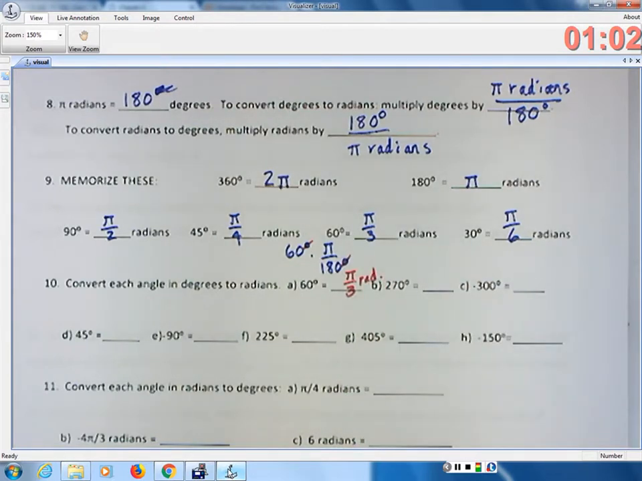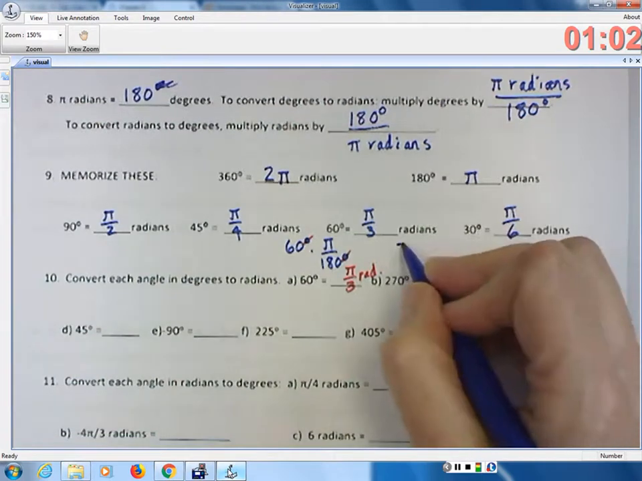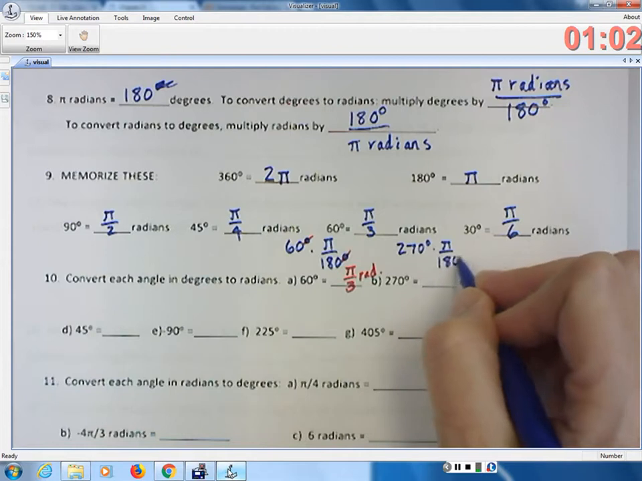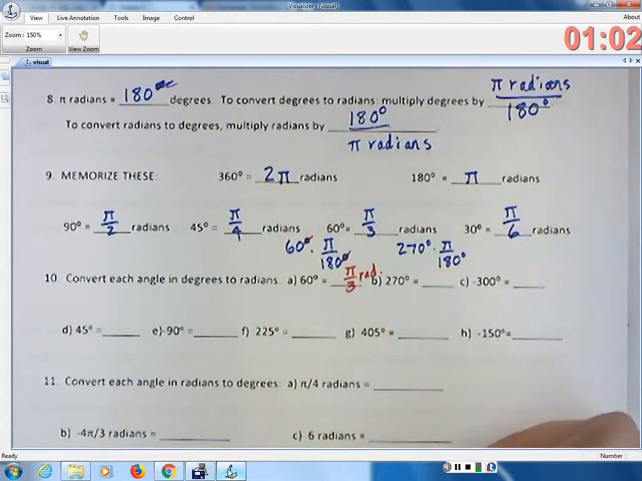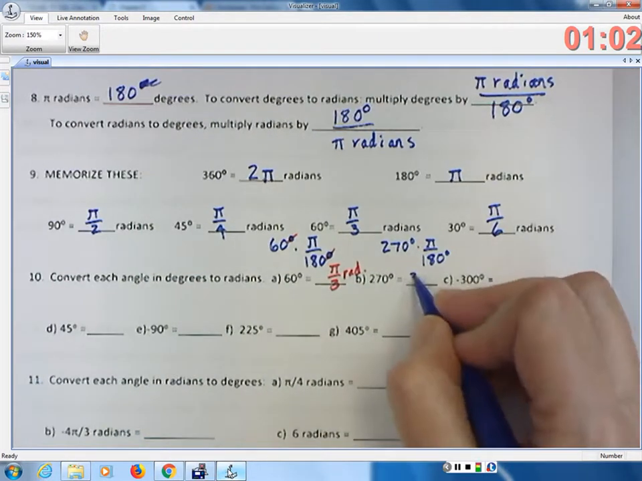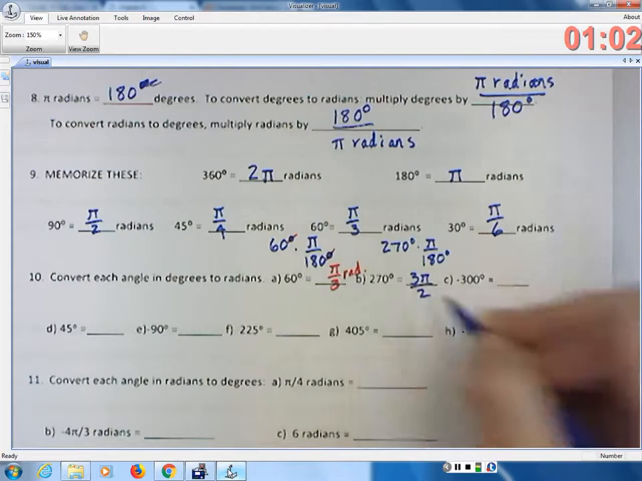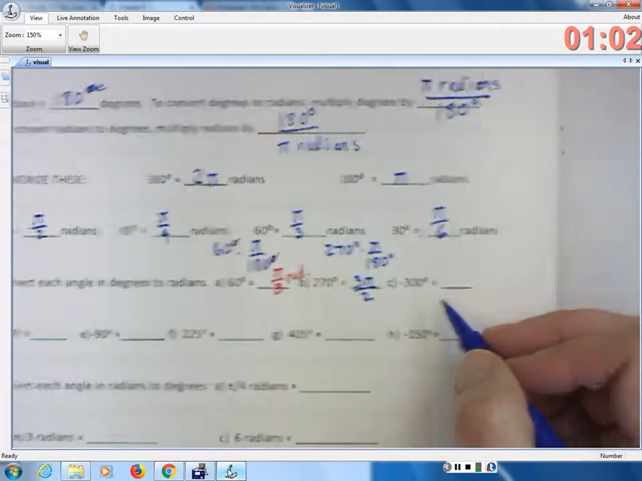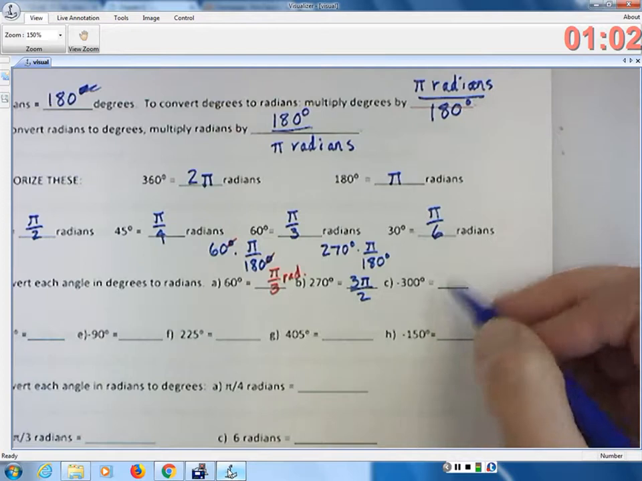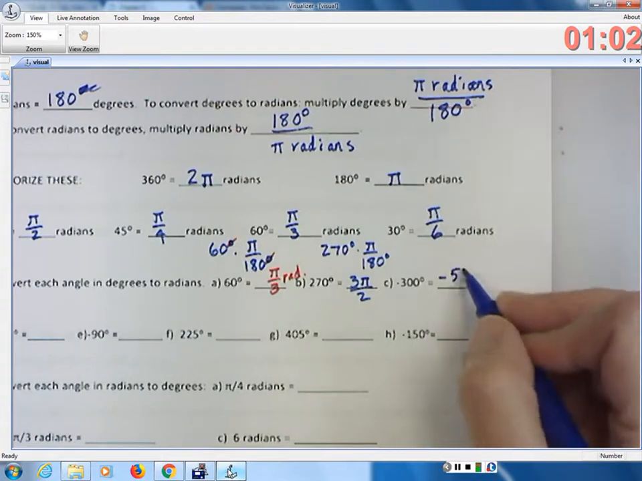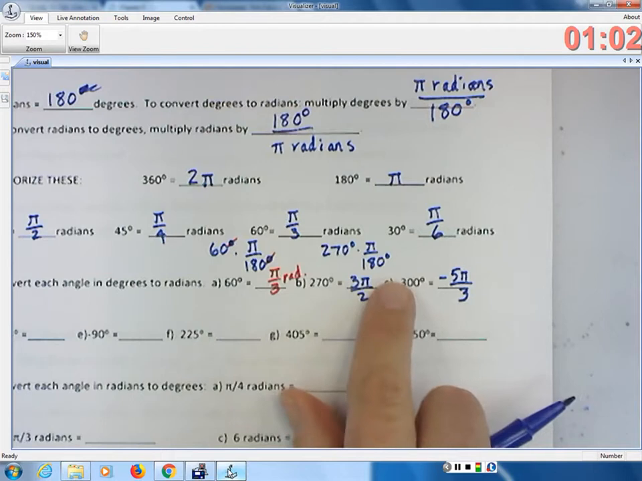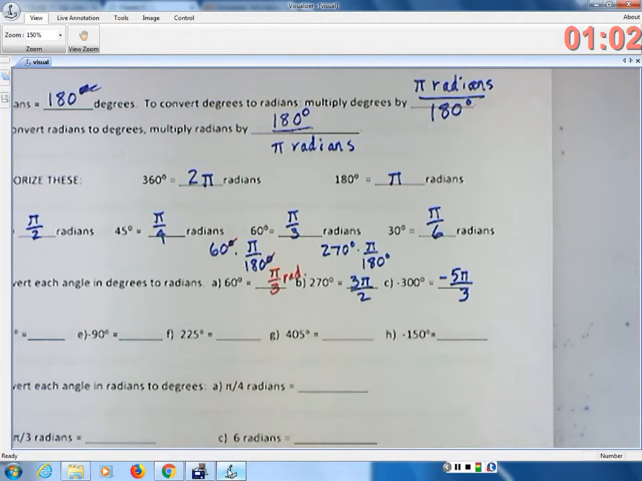270 degrees. So you take 270 times pi over 180. And when you simplify that, you get 3 pi over 2 radians. Minus 300. Again, when you do this, you're going to get minus 5 pi over 3. You multiply by pi over 180.